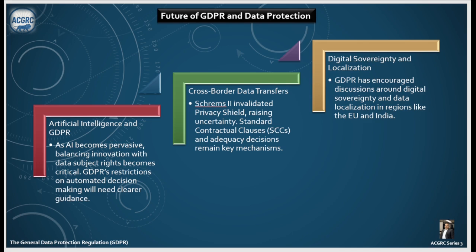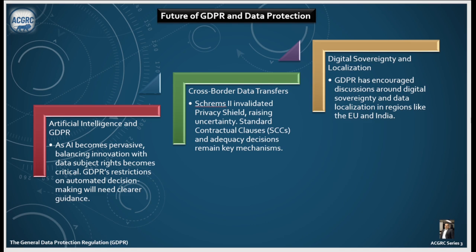Now, what does invalidate mean? It means Privacy Shield is no longer legal. Companies can't rely on it anymore to move personal data from EU to US. Why did the court do this? Well, US agencies could access EU citizens' data, and EU citizens had no legal way to challenge that. So the court said it violated GDPR and fundamental rights.